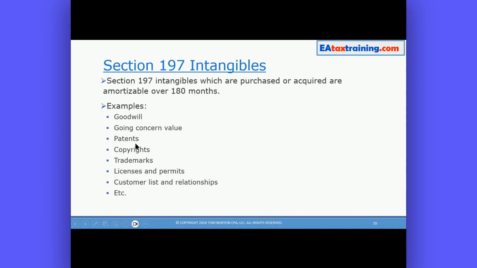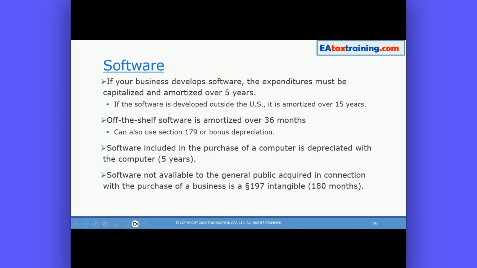Other examples are patents, copyrights, trademarks, licenses, and permits. It could be that getting a license in a particular business is very difficult to do. And so having that license already can be valuable. So that would be an intangible that has value. And customer list and relationships would be included, again, similar to goodwill and going concern value.